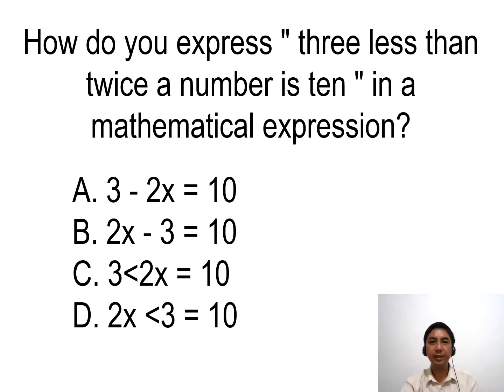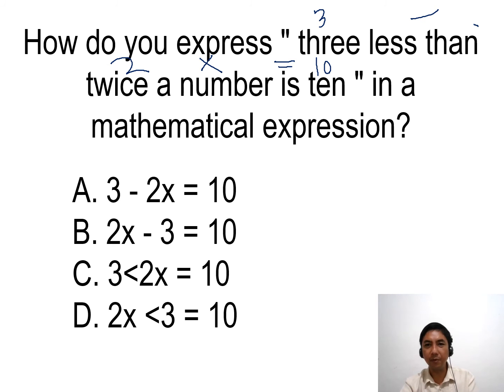How do you express 3 less than twice a number is 10 in a mathematical expression? So susundan lang natin. 3, ang less than means minus. Ang twice means 2 times. Ang number mo is x. Is means equal. And 10 is the number 10.